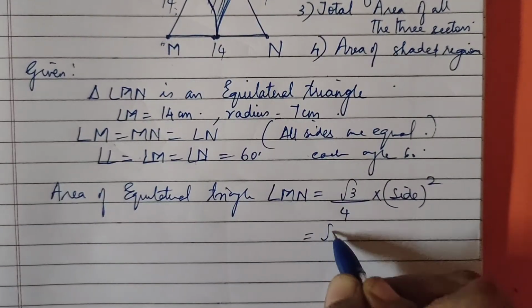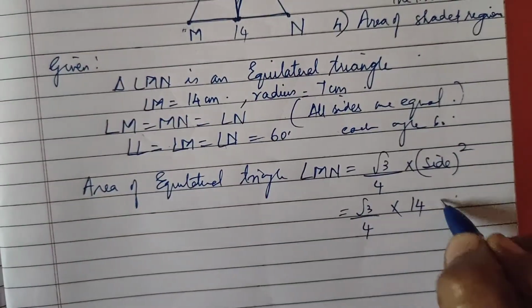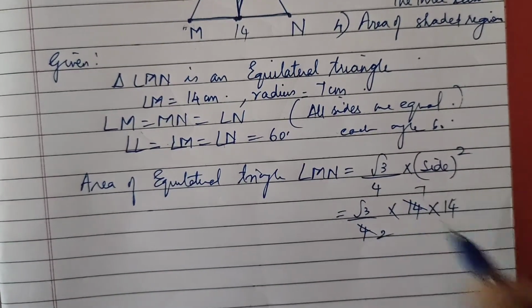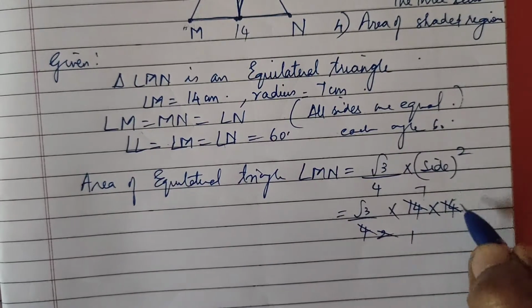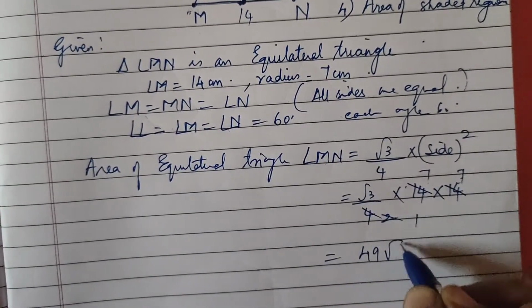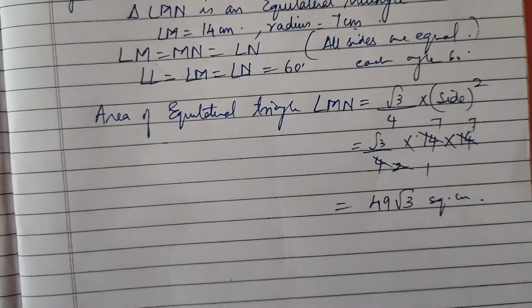So root 3 upon 4 into side. Side means this part LM. LM is how much? 14. So we will write 14 into 14 here. Right? You can cut it. 2 2s are 4. 2 7s are 14. 2 1s are 2. 2 7s are 14. So I'll get 7 7s are 49 root 3 square centimeter and I will place it right now like this. Okay, let it be. Now let's go for the next part.